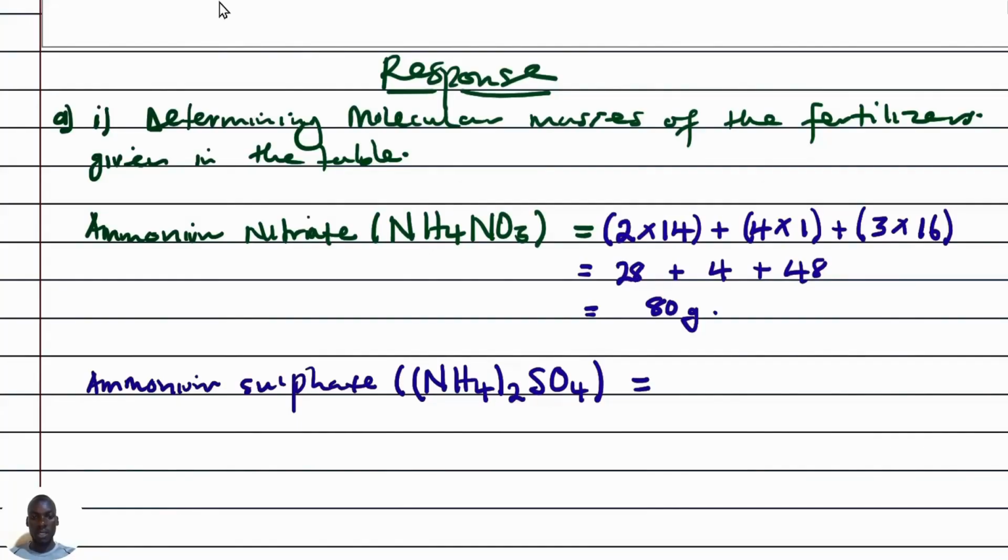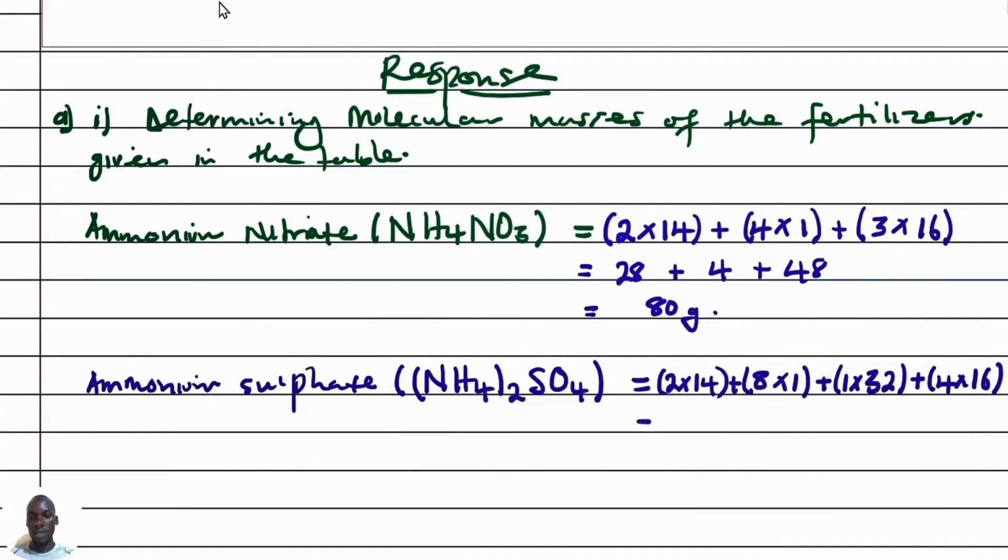In here we can see that we have 2 atoms of nitrogen, so 2 multiplied by 14, plus 8 atoms of hydrogen, so 8 multiplied by the RAM of hydrogen, plus we have 1 atom of sulfur, multiplied by the RAM of sulfur, which is 32, plus we have 4 atoms of oxygen, multiplied by the RAM of oxygen, which is 16.